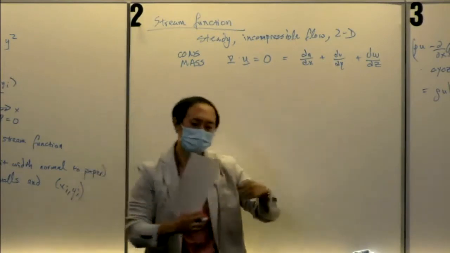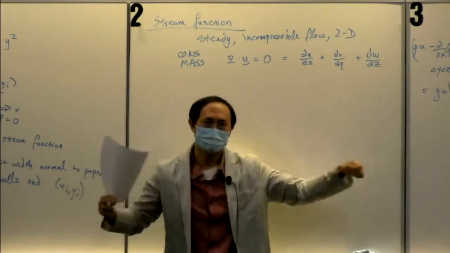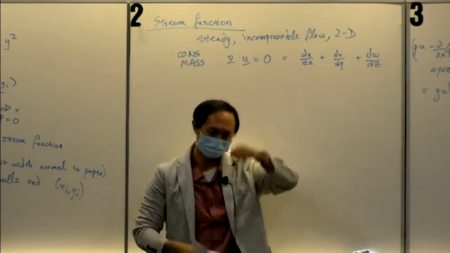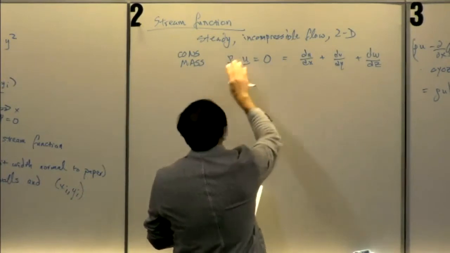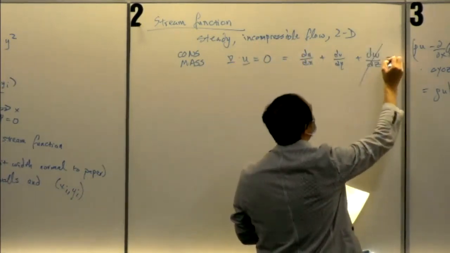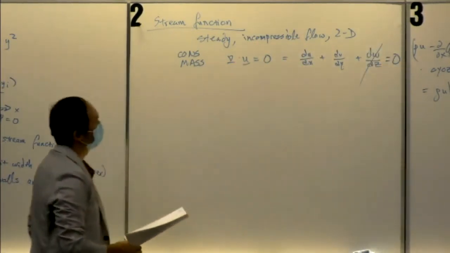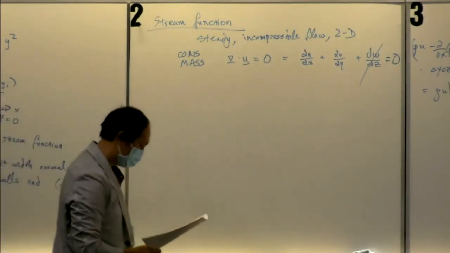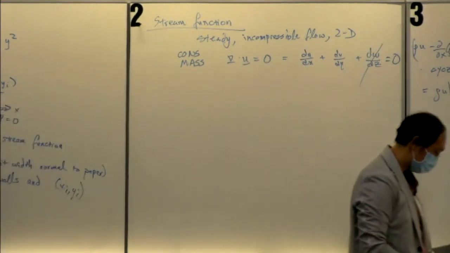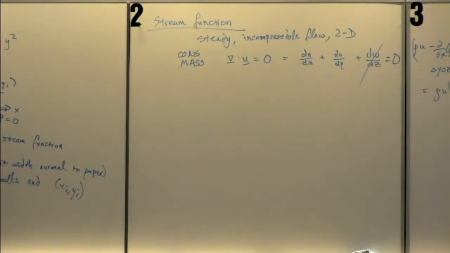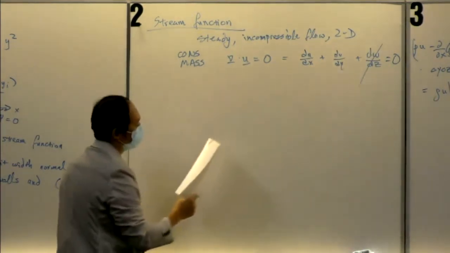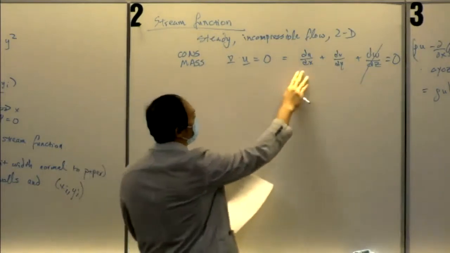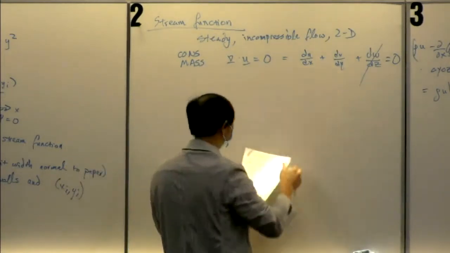In other words, if you've got positive changes in your velocity here, it's going to be negative in the other direction, so that you don't have accumulation of mass. Because it's 2D, the dw/dz term is zero, and the density disappears. The whole reason we can do streamlines and stream functions is because we have this nice relationship between du/dx and dv/dy.